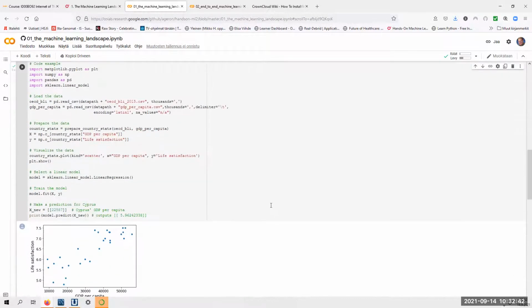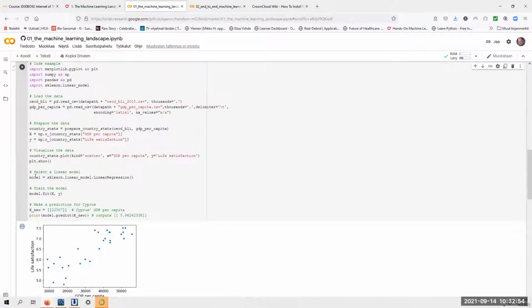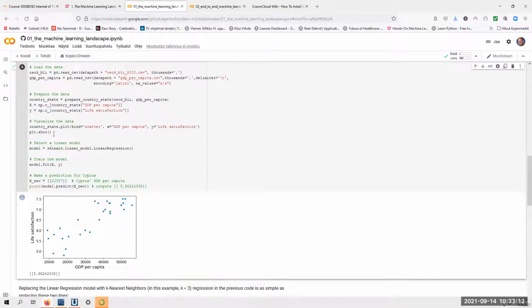And now the whole Python script from this, which is exactly the same as this one here, is run at once here. Okay, here is the file reading stuff. I don't know exactly what this prepare country stats does, but okay, it prepares those X and Y values from this NP dataset.